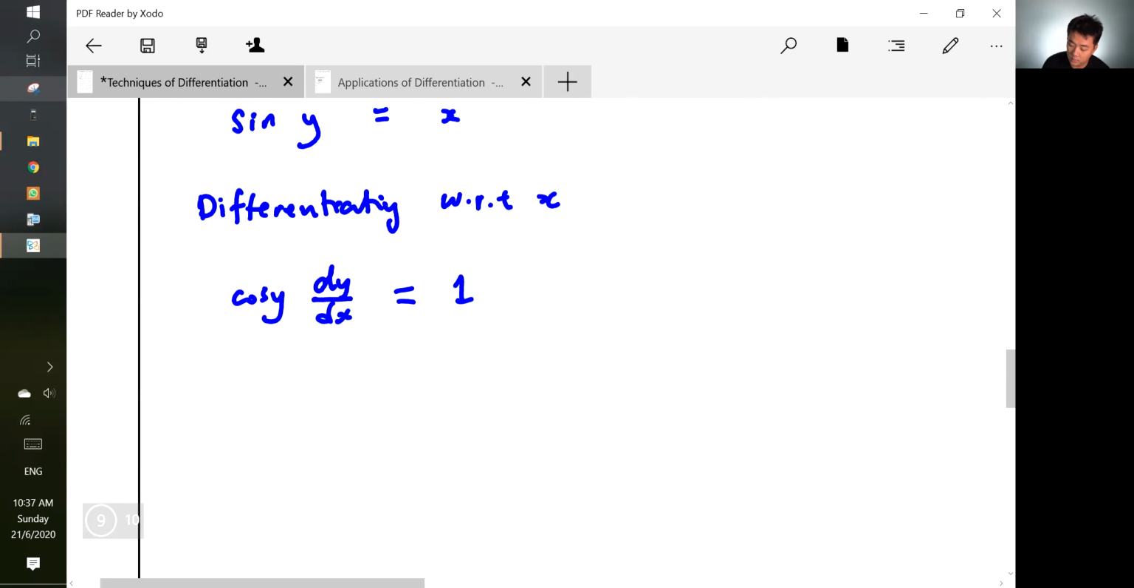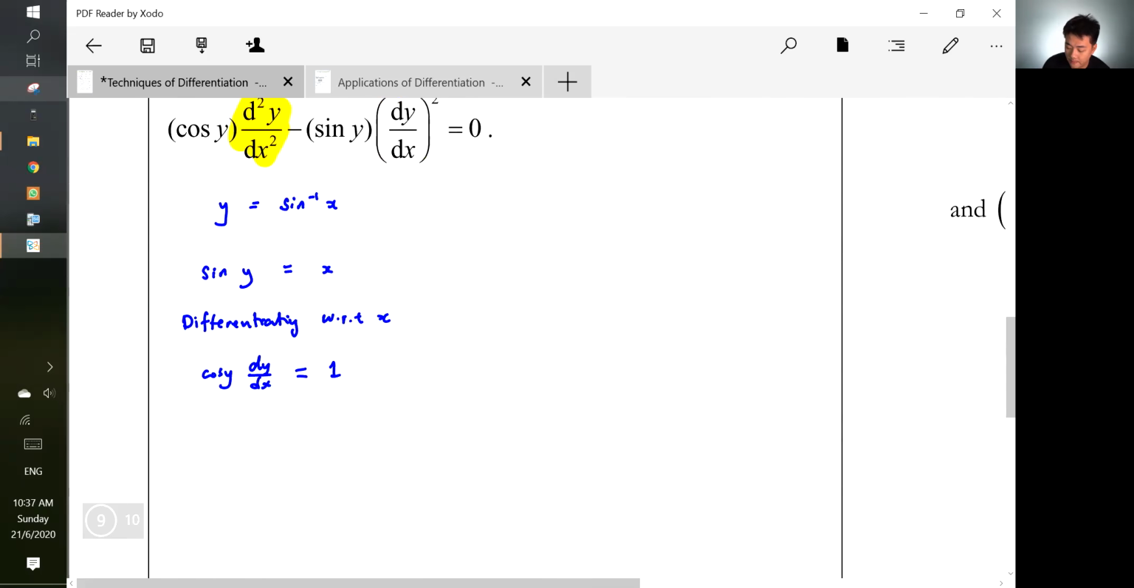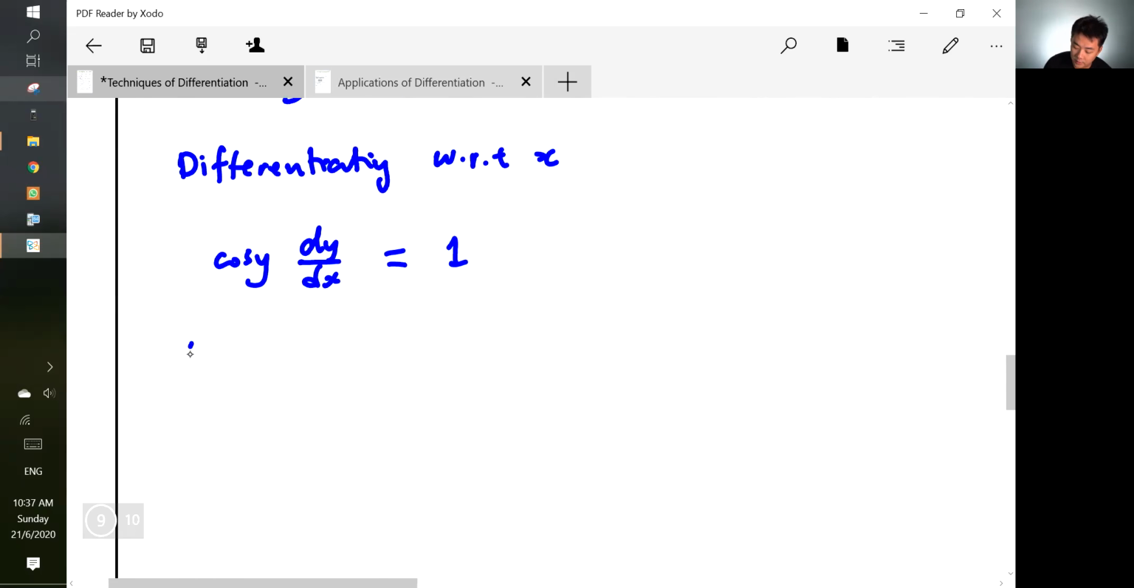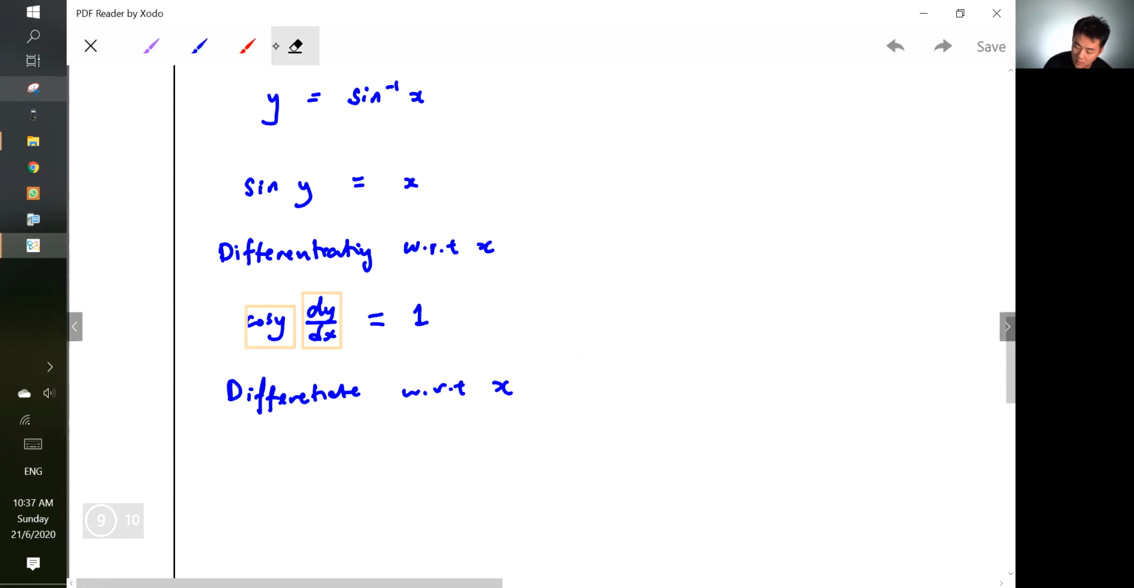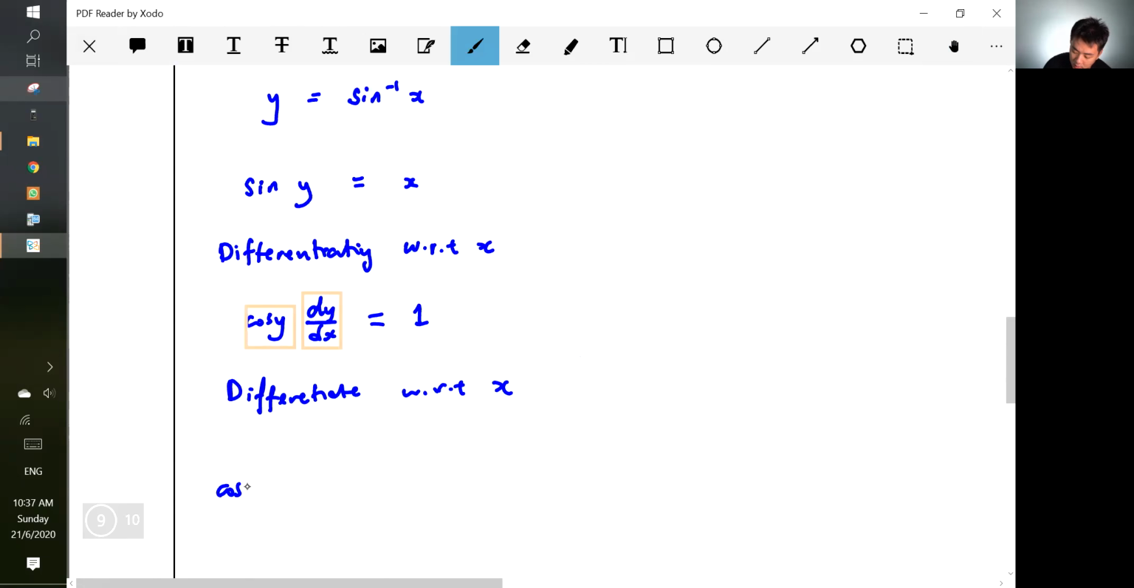Okay? Then you differentiate with respect to x again. This one here will be product rule already. Keep the one on the right, cosine y, differentiate on the right, d square y dx square. Keep the one, differentiate the one, keep the one, the other one, which is on the right.